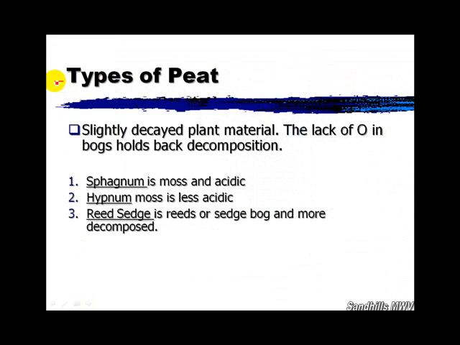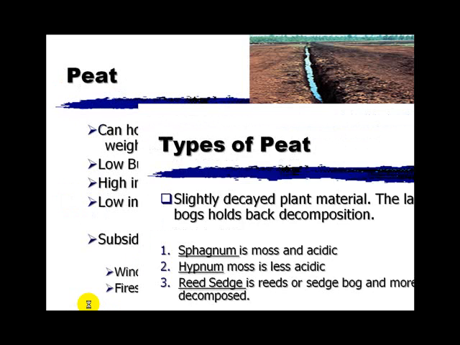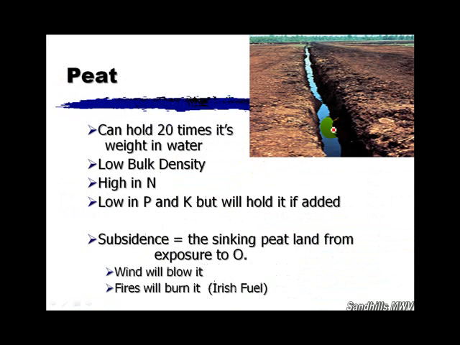So to summarize, the types of peat moss, we've got sphagnum peat moss, a little bit more acidic, hypnum moss, a little less acidic, and then reed sedge, a little more decomposed because reeds and sedges have more lignin in them. And one of the reasons we can harvest these from a peat bog is that this lack of oxygen in the bog dramatically holds down decomposition. However, sometimes when we open up the bog to drain it, we can have rapid sinking of the peat moss, and that can go down.